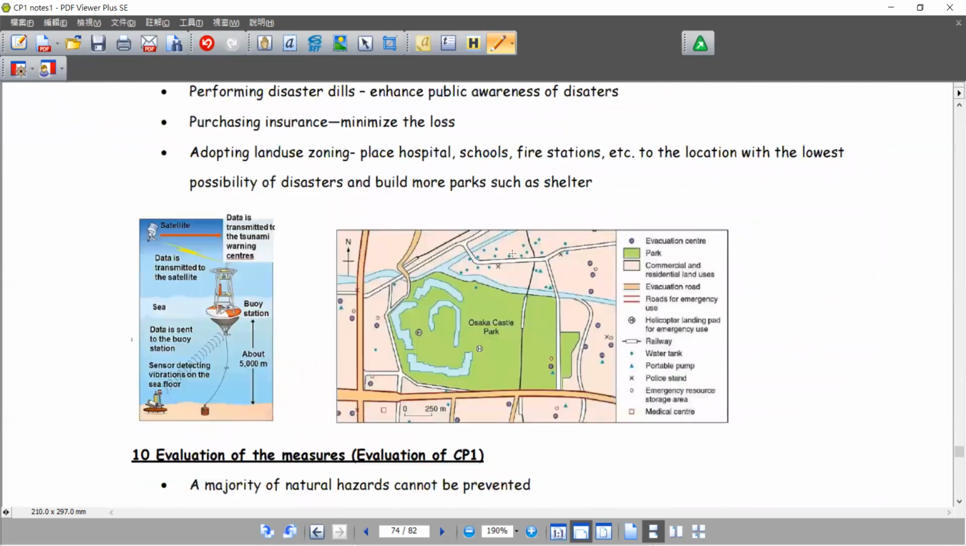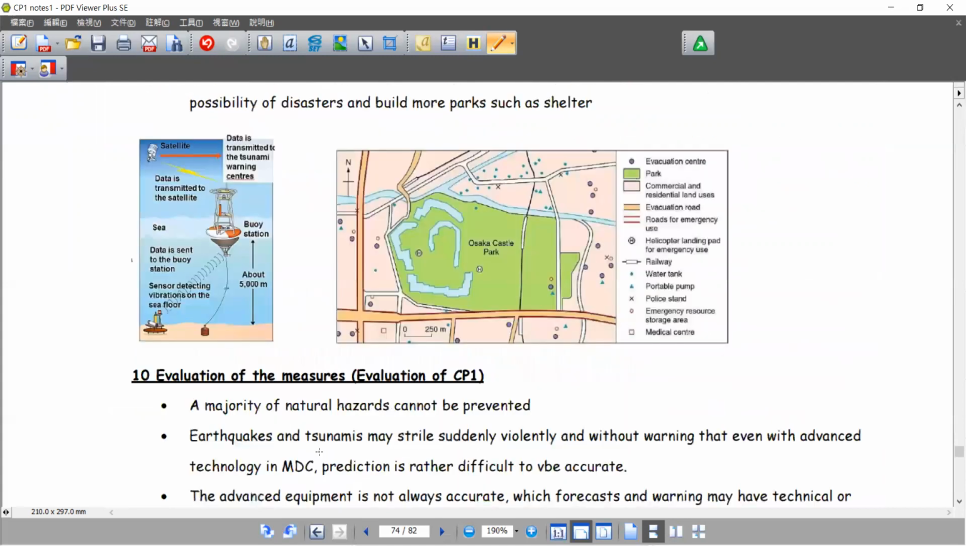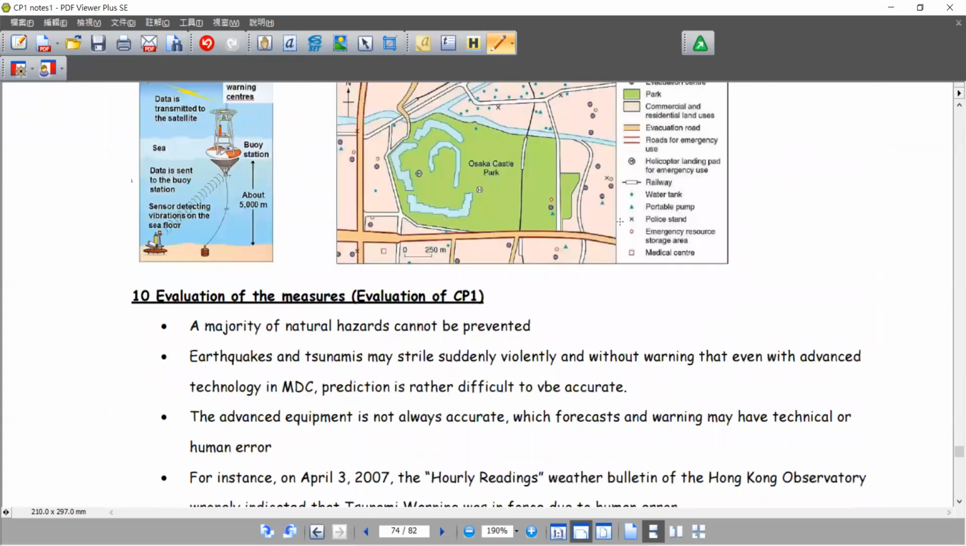Then how to evacuate. But what I want to tell you is about the evaluation of the measures. As I've said before, if we are an MDC, there is more technology, more capital, more stable government orders to make it happen. But indeed, the advanced equipment may not always be accurate.